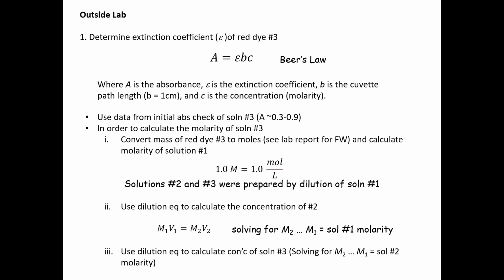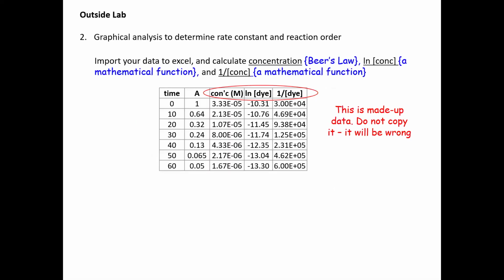Reminder that one of the first things you have to do is calculate an extinction coefficient, epsilon, so that you can convert the measured absorbance to a concentration. This slide will walk you through that. After you do that, you're going to import some data into Excel and do some graphical analysis. Okay? And that's what I'm going to spend most of this video talking about.